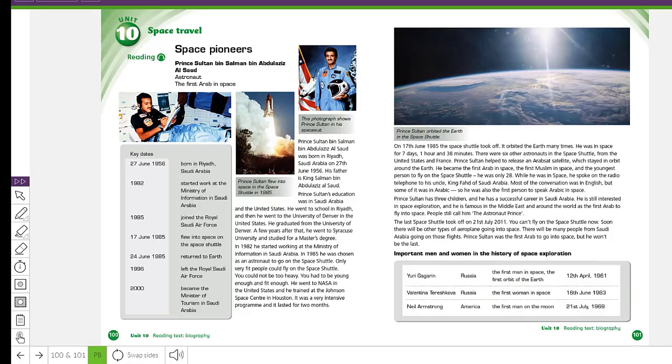I'd like you now to open your pupil's book on page 100. Look at these pictures. What can you see in these pictures? Yes, a man in his space suit. What else can you see? Yes, it's a space shuttle. Okay, what else? A man on a space shuttle.